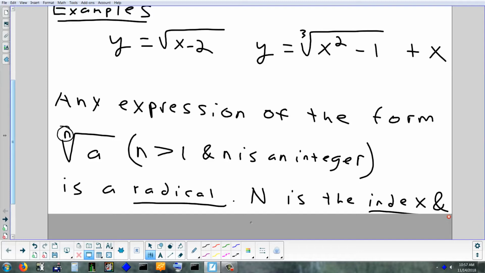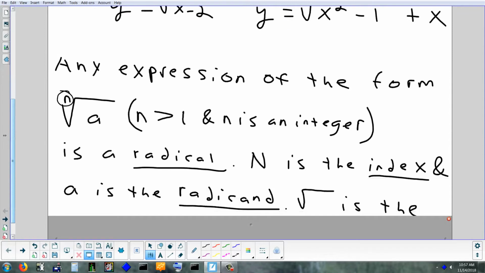If you don't see an index, like this one, I didn't put a number where I just circled, we always assume it to be a 2. If you don't put a number, it's a square root. So that number that's in the V shape of that symbol, that's called your index.